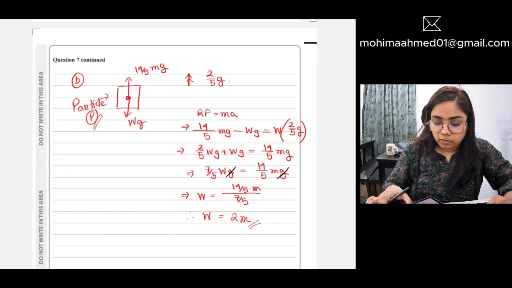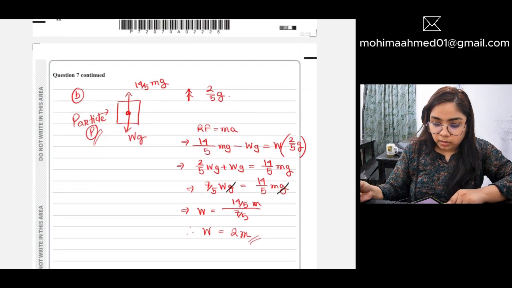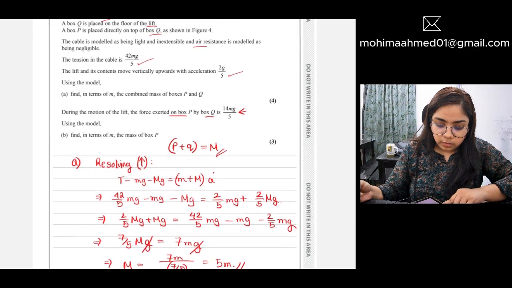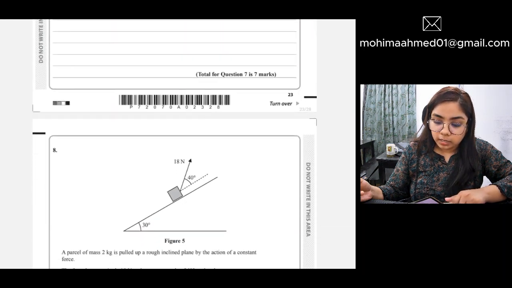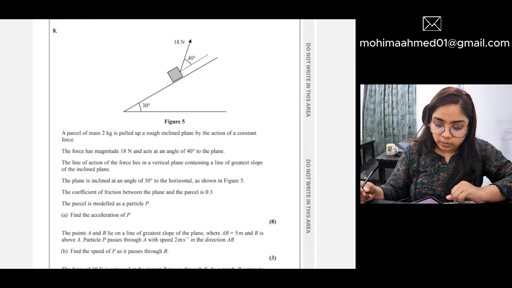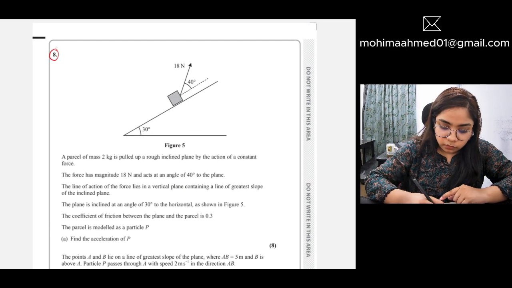This was particle P. After this, that was it for question 7. Then we'll move on to question 8. I think that is the last question of this paper. Okay, let's move to question 8.